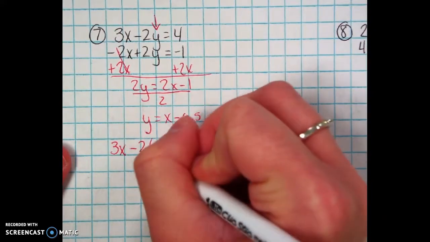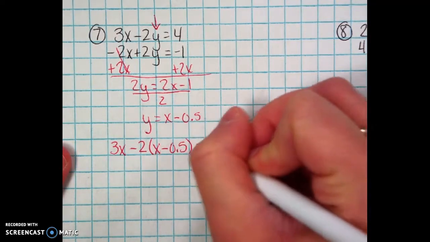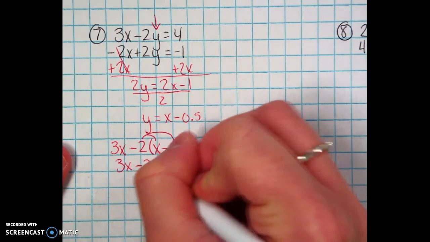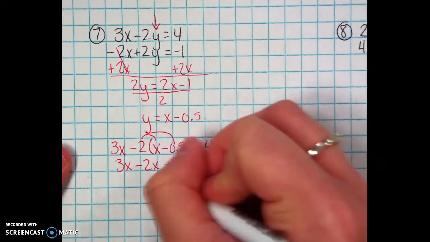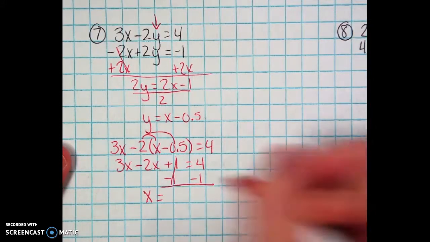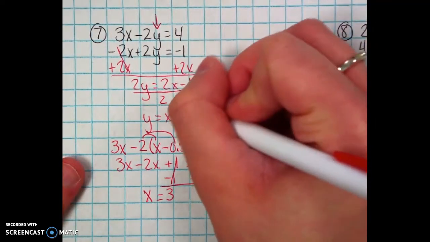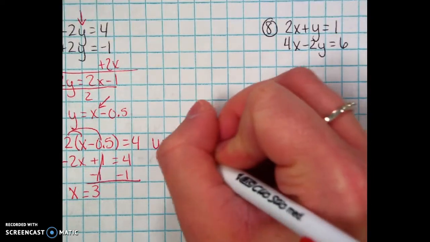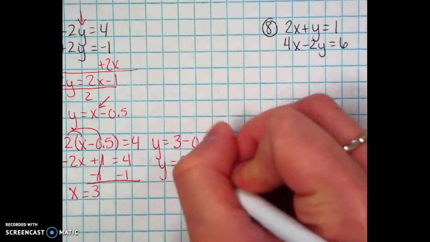3x minus 2 times x minus 0.5 equals 4. 3x minus 2x plus 1 equals 4. I'm going to subtract 1. 3x minus 2x is just x, and that's 3. I'm going to plug this back in for that x right there. So y equals 3 minus 0.5, and that is 2.5.